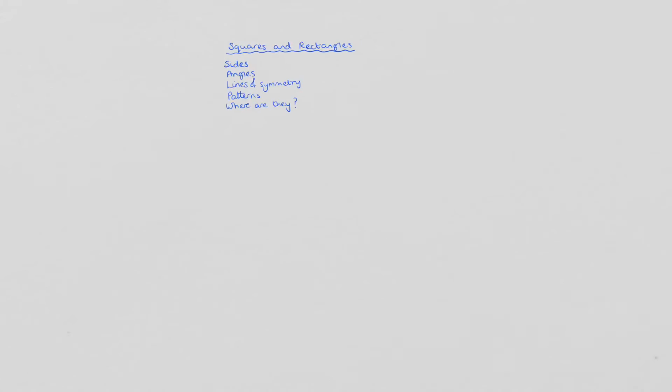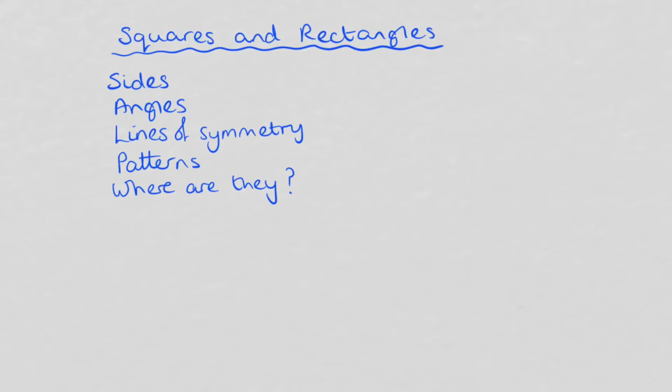So like I say, we're just going to have a bit of a general look at squares and rectangles. What we're going to think about is the sides on squares and rectangles and the angles, lines of symmetry. We'll look at patterns that we can make, and then we'll think about where we see squares and rectangles. Okay, so let's draw a square first of all.